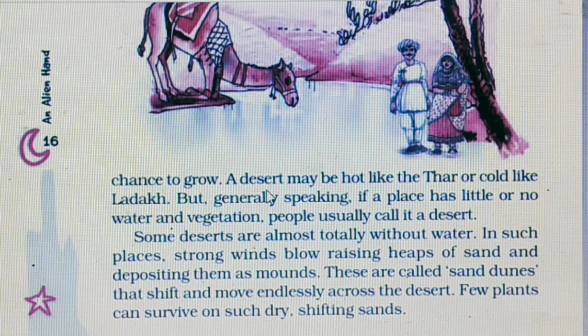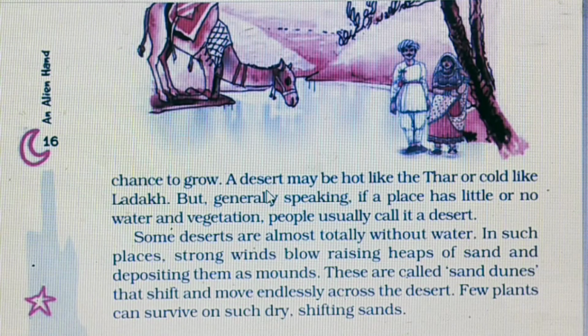A desert may be hot like Thar. In India, we have the Thar desert, which is very hot, and we have a cold desert like Ladakh. Both of them are in India. But generally speaking, if a place has little or no water and vegetation, people usually call it a desert.